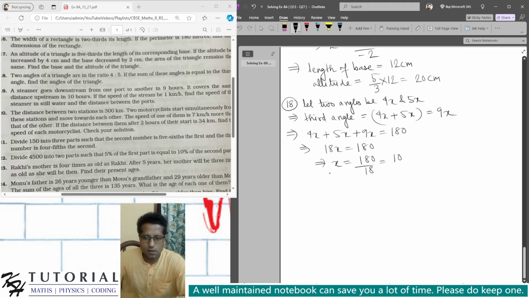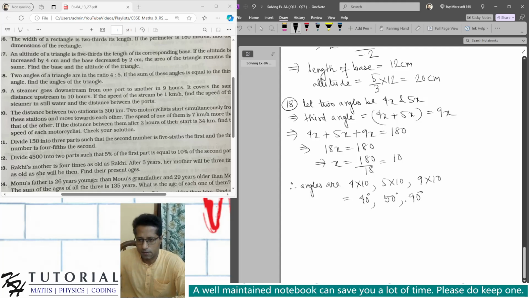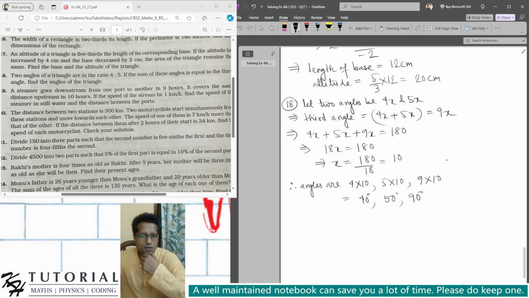Hence, the angles are 4x, which is 4 into 10. These are all in degrees. Then it will be 5x, that is 5 into 10, and then the third angle will be 9x, that is 9 into 10. So we have 40 degrees, 50 degrees, and 90 degrees. 40, 50, 90 degrees are the angles of the triangle.